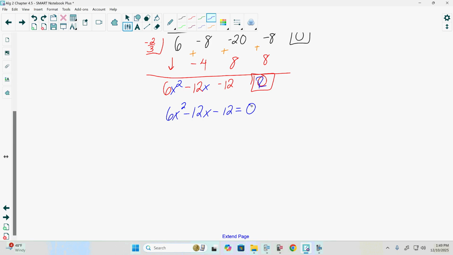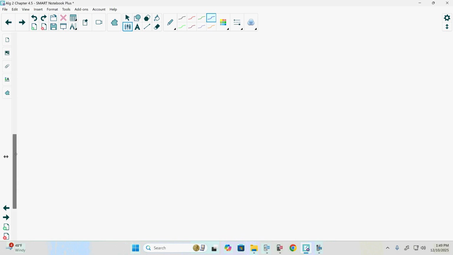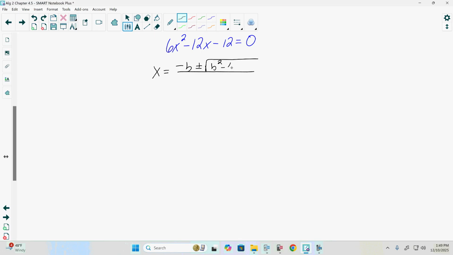Now, because we do have a middle term, we do have that x to the first power, it means that we can't use the square root method. So if we didn't have that x middle term, we could use the square root method. It is a lot nicer than completing the square or the quadratic formula. But at this point here, we can use the quadratic formula. x is equal to negative b plus or minus the square root of b squared minus 4ac all over 2a.